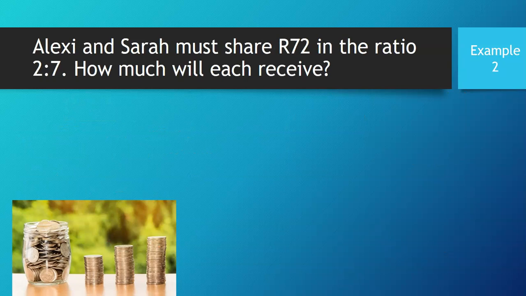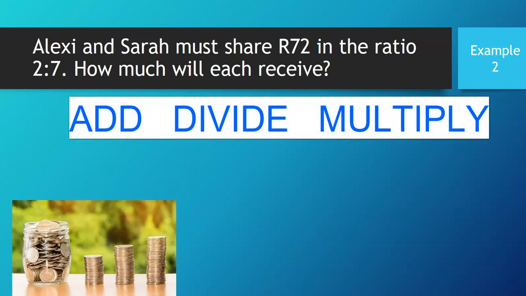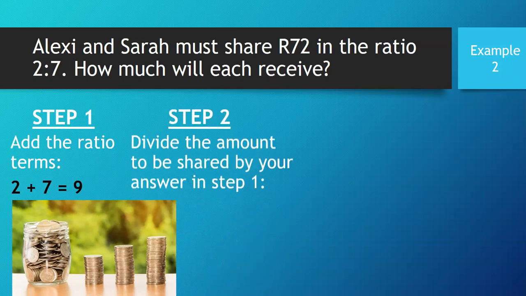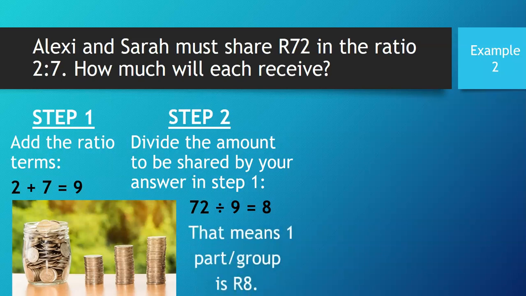Alexi and Sarah must share 72 Rand in the ratio of 2 to 7. How much will each receive? So if you just remember, add, divide, times. Those are my 3 steps. I add the ratios. So 2 plus 7 is 9. Step 2, I divide. What do I divide? I take the 72 Rand and I divide it by my answer in step 1. 72 divided by 9 is 8. That means each part, each group is 8 Rand.